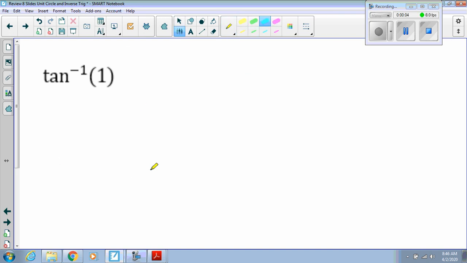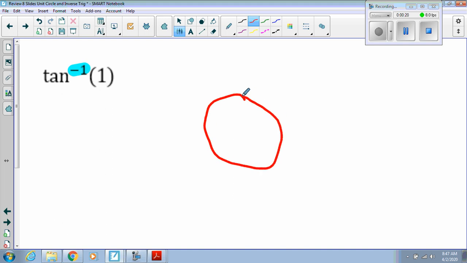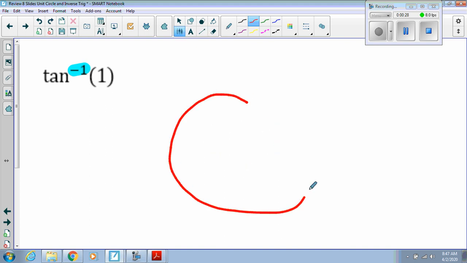Okay, so the first thing I notice on this problem is the little -1 here at the top. So that's instantly telling me that I'm thinking about inverse trig. And in inverse trig, we have what's known as the restricted domain. Okay, so I'm going to draw my circle, which probably needs to be bigger. Let me draw a bigger circle. Okay.